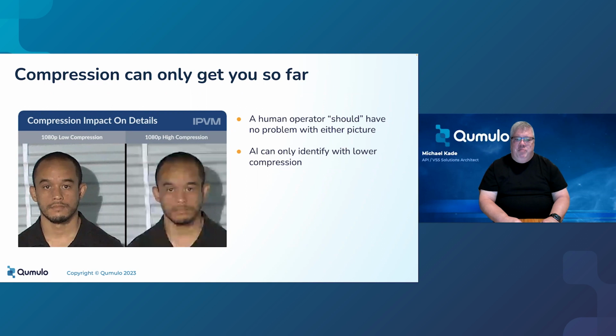Can you identify that person? Look, the cheekbones are gone. The lips are gone. The chin is undefined. The hairline is almost undefined. You can't see the ears. So that is a high compression and a poor video surveillance system.